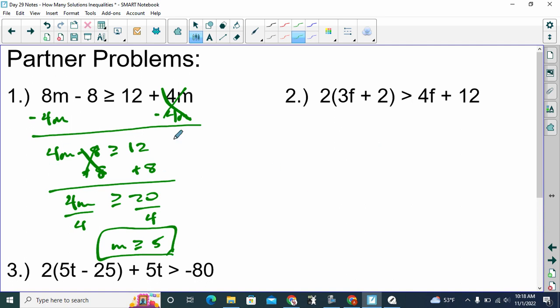Notice all my m's did not cancel out. You should not just fall in love with no solution or infinitely many solutions. That doesn't always happen. It actually rarely happens.